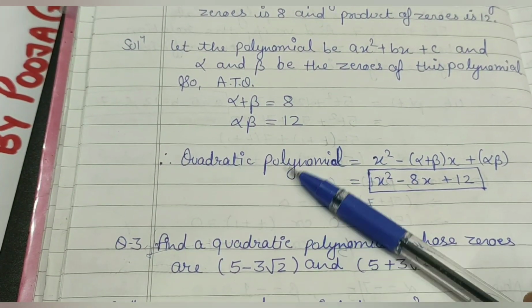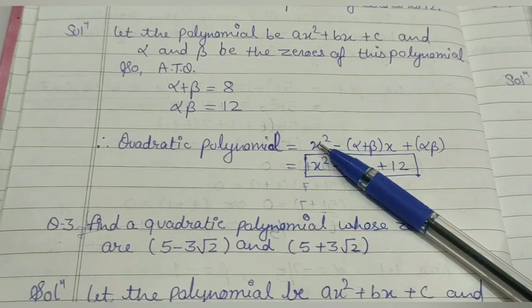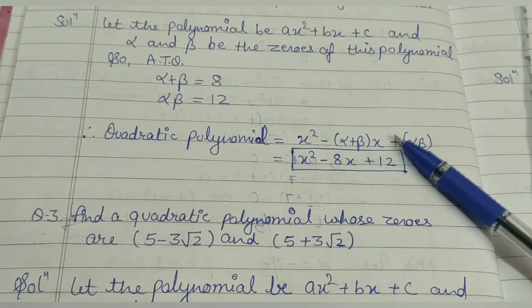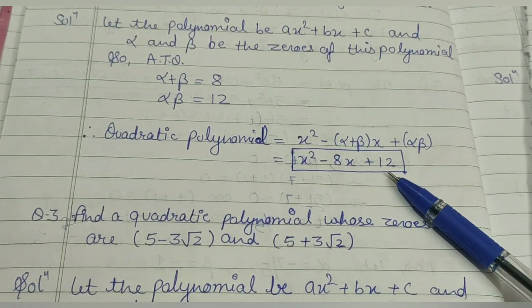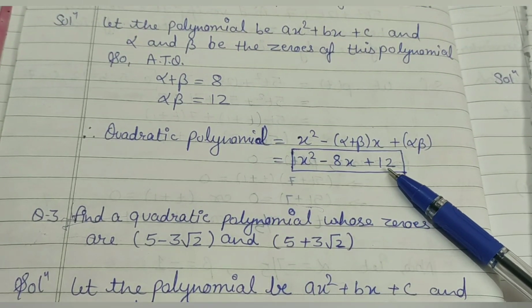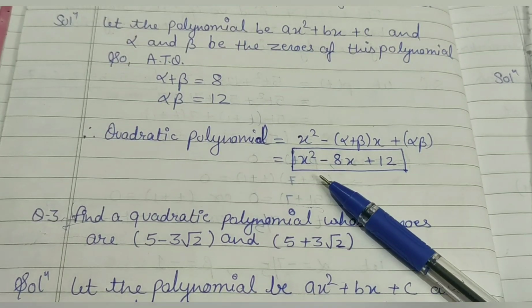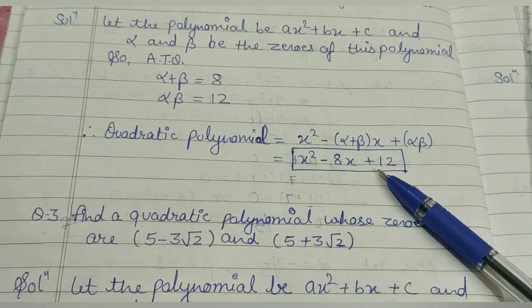Now according to this, what is the quadratic polynomial? x square minus sum of the zeros into x plus product of zeros. Simply put the values of alpha plus beta and alpha into beta. So the final answer is x square minus 8x plus 12.